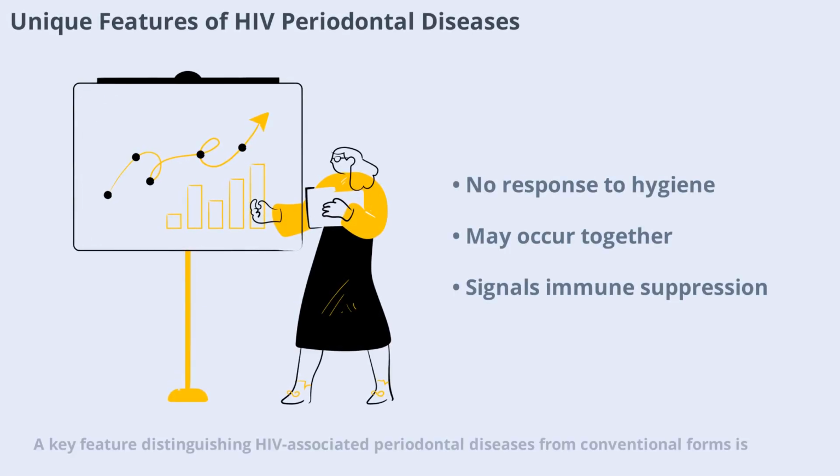A key feature distinguishing HIV-associated periodontal diseases from conventional forms is their lack of response to plaque removal and good oral hygiene. These conditions may occur in isolation or together in the same patient. Recognizing this lack of response is critical for clinicians, as it signals the need for further investigation into the patient's immune status and possible underlying HIV infection.